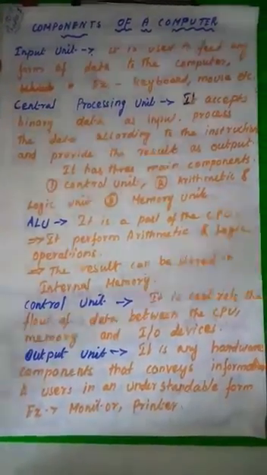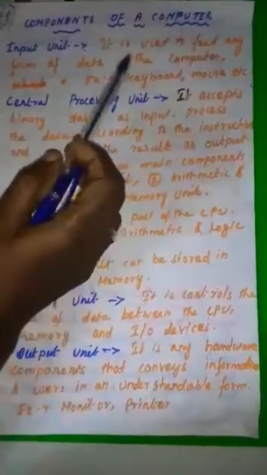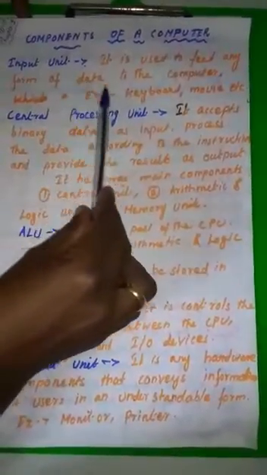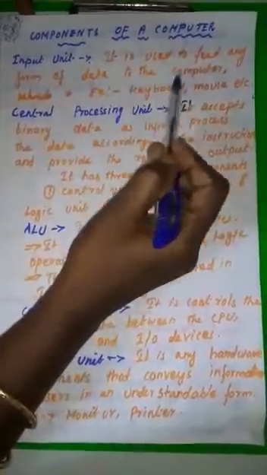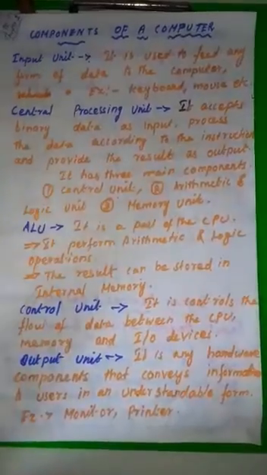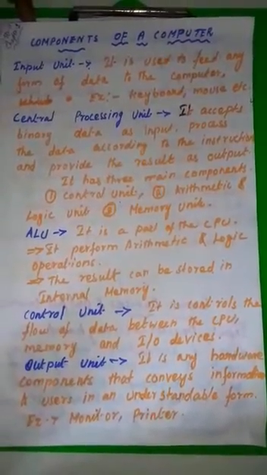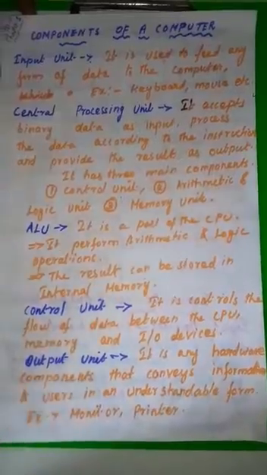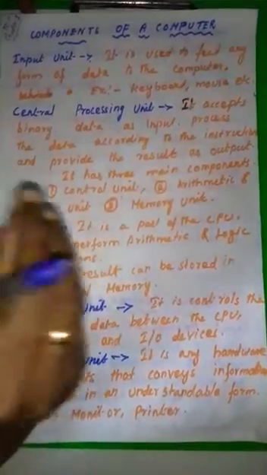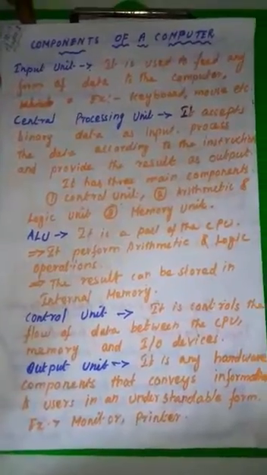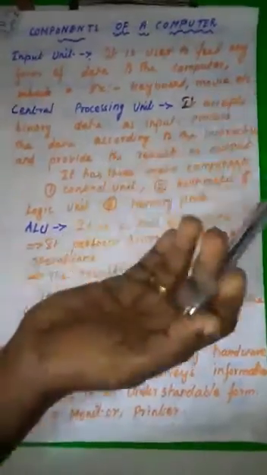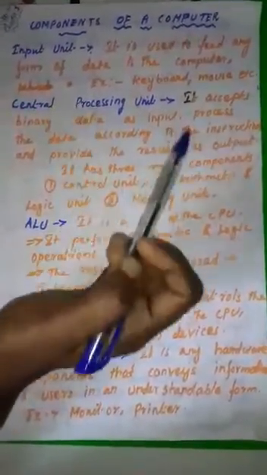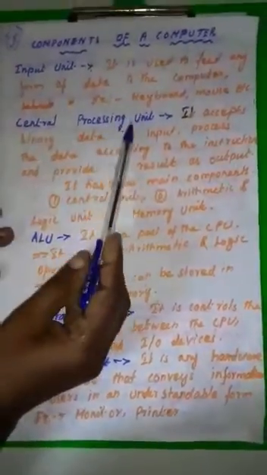First one, input unit. It is used to feed any form of data into the computer. This is the input unit. Examples of input units are keyboard and mouse. Next unit, central processing unit.